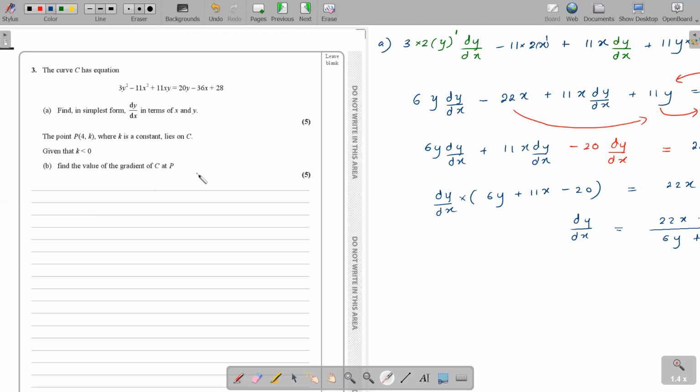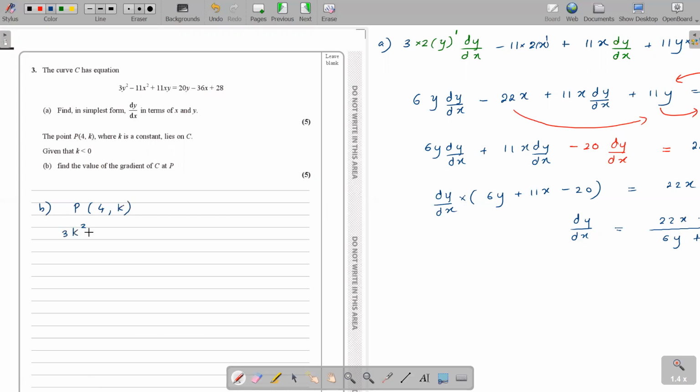Okay, the first thing you have to do here is get the value of your k. So were you able to determine what the k value is? What should you do here? First, you should replace your x values with what? X values are all supposed to be replaced by 4, because they say here P is 4 comma k, right?